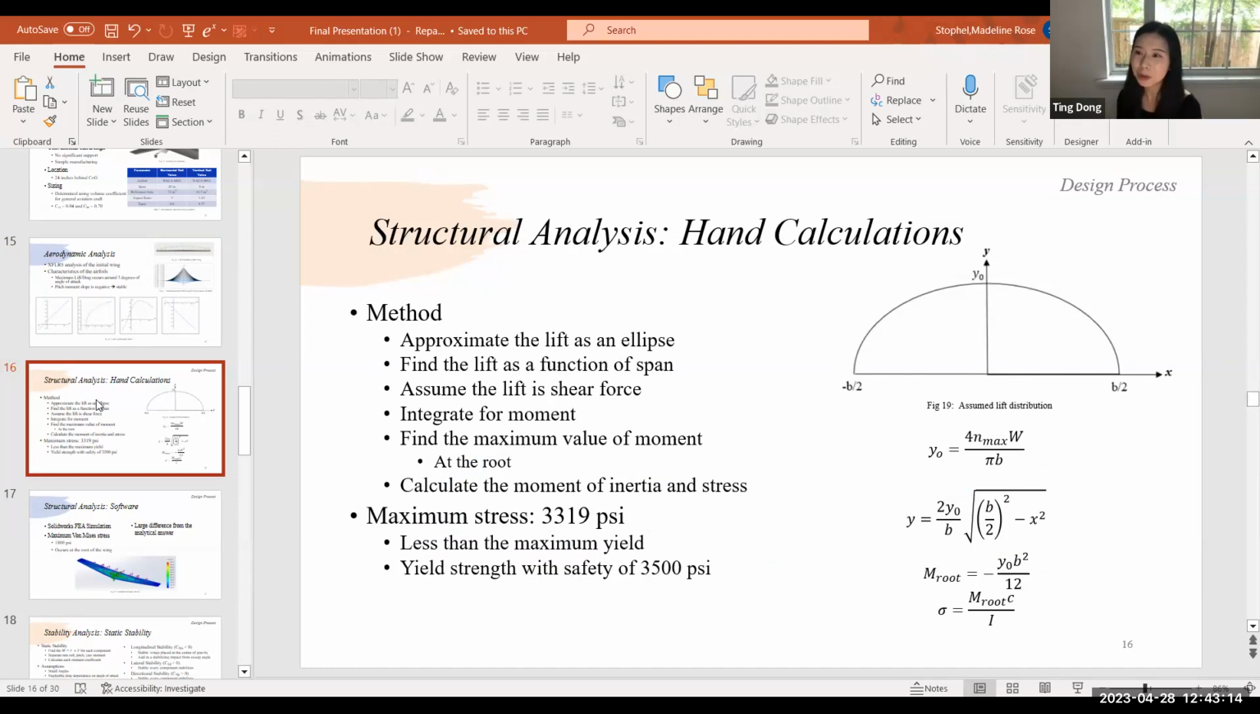So when I listened to your presentation, it was correct. You guys really said to integrate the lift distribution to get shear force, then integrate shear force. That was correct. But if I just read the slides, 'assume lift is shear force', I would prefer not to say that. Awesome. Okay, I'll make sure to change that before I send you the updated slides. Yeah, and also on page 17.